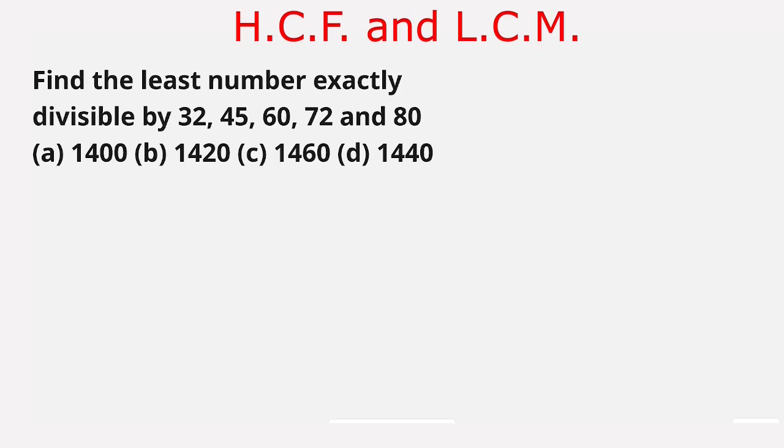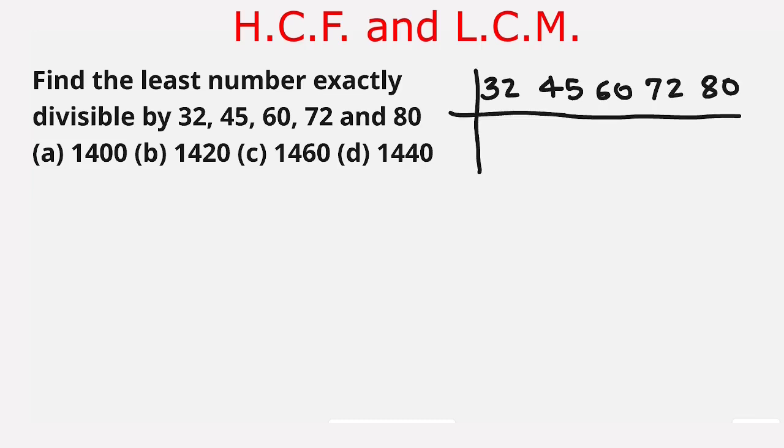Now we solve it by the regular common division method. 32, 45, 60, 72 and 80. Except 45, all the numbers 32, 60, 72 and 80 are divisible by 4. 4 divides 32 eight times. We write 45 as it is. 4 divides 60 fifteen times. 4 divides 72 eighteen times. And 4 divides 80 twenty times.